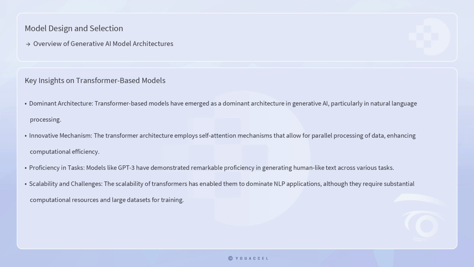The success of transformers is exemplified by models such as GPT-3, which has demonstrated remarkable proficiency in generating human-like text across various tasks. The scalability of transformers has enabled them to dominate NLP applications, although they require substantial computational resources and large datasets for training, posing challenges for accessibility and environmental sustainability.